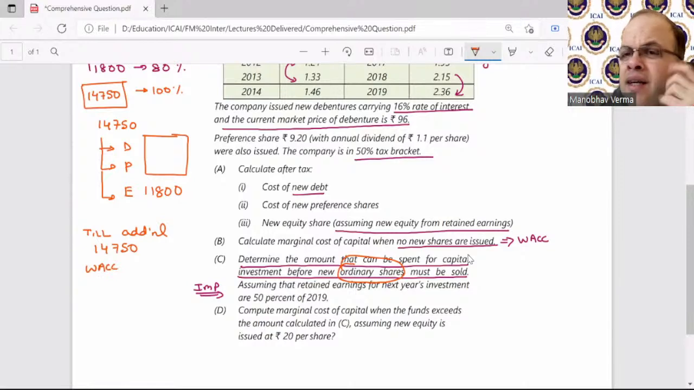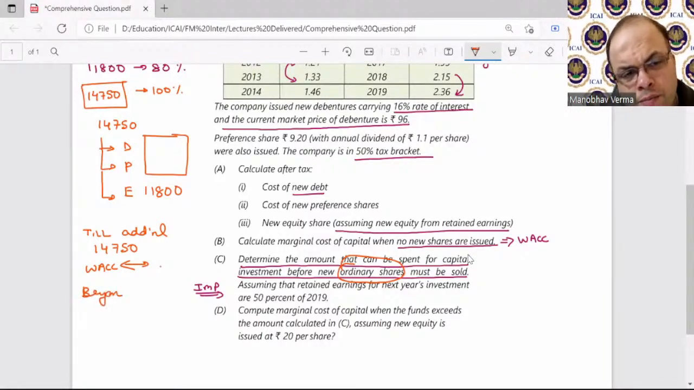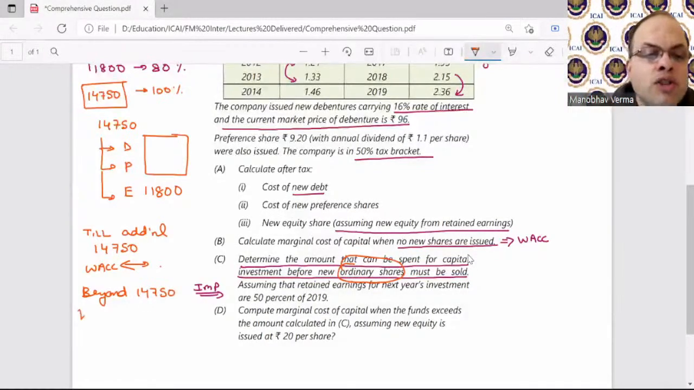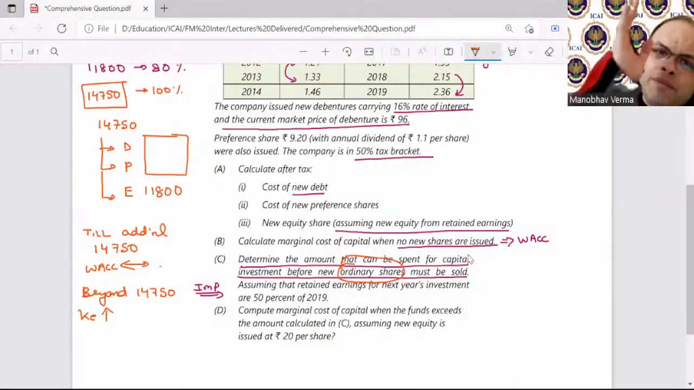my WACC is nothing but my marginal cost. So there is no additional cost. WACC, there is no change. But beyond 14,750, my cost of equity will go up because of the flotation cost. Guys, am I making sense now? I hope the marginal cost of capital concept is now clear.